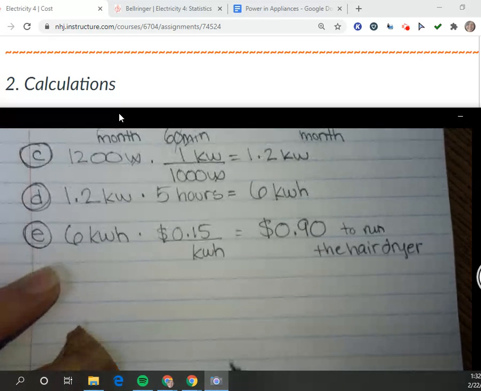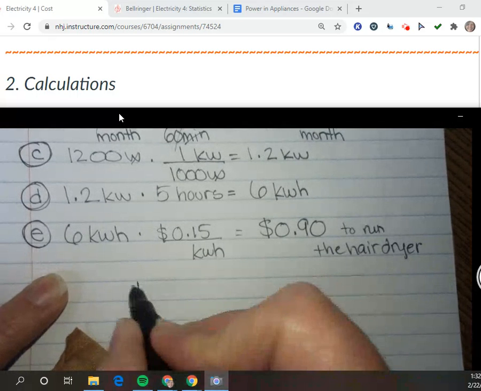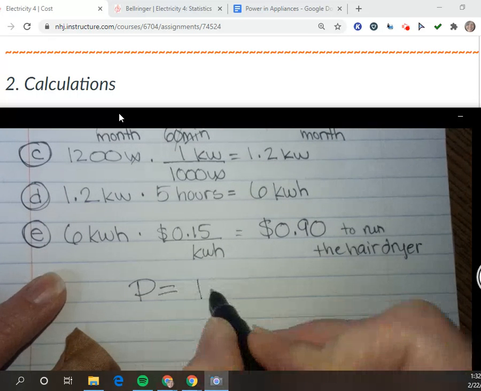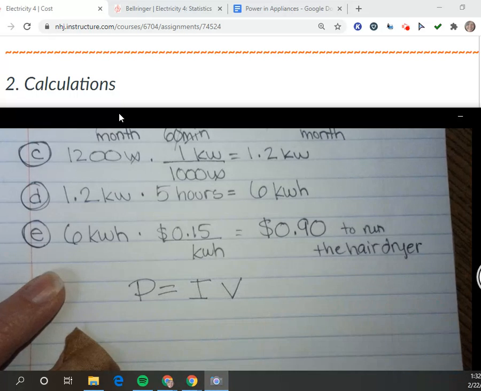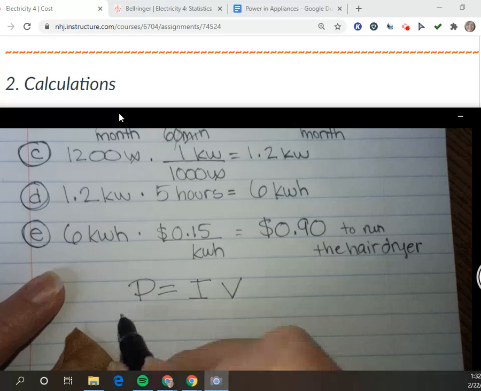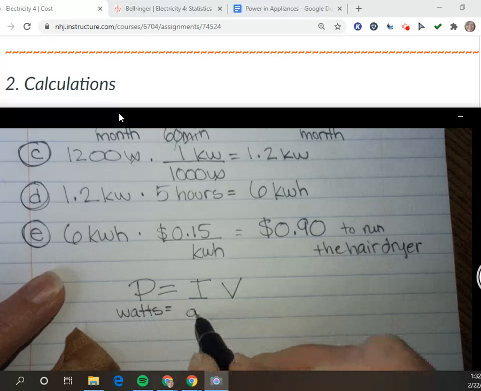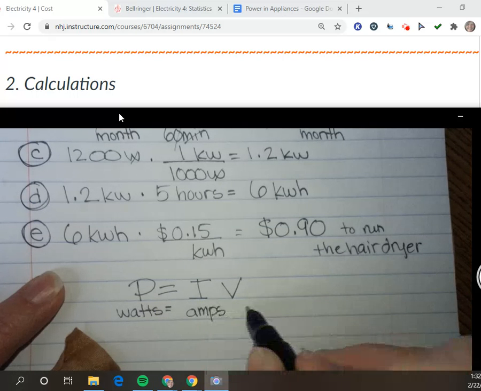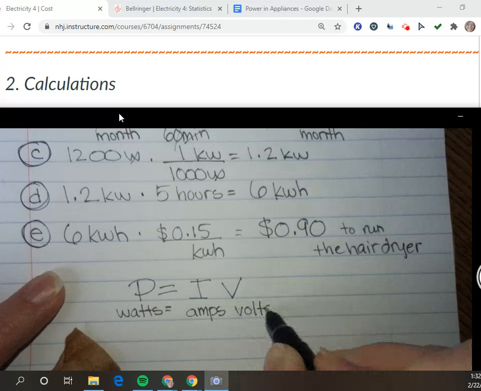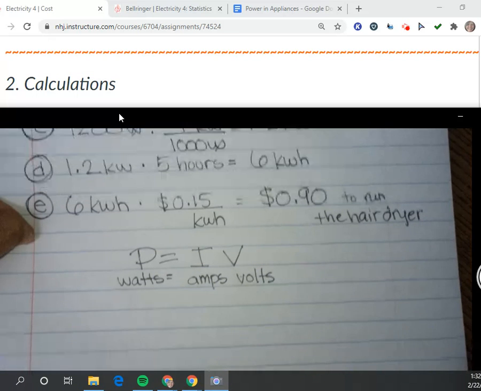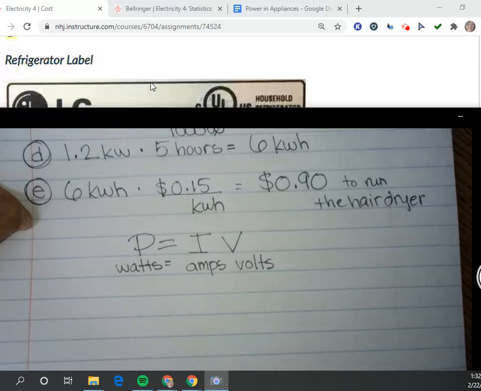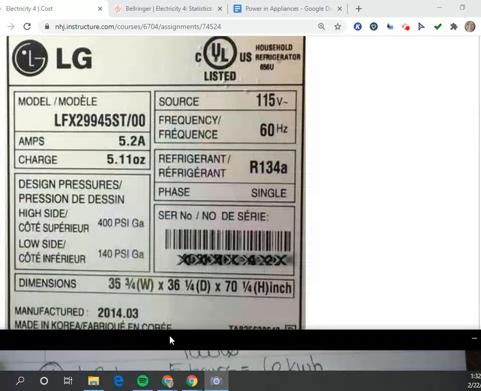Do you remember our formula that we had the other day? Power equals I times V. Power is in watts, I is amps, and V is volts. So let's look at our refrigerator label.